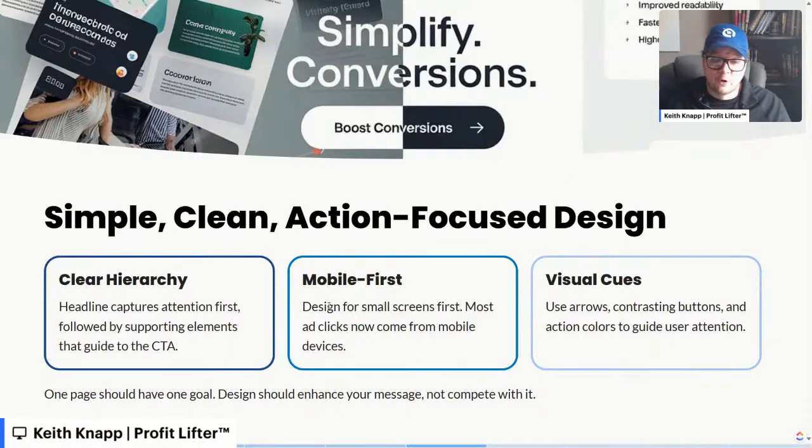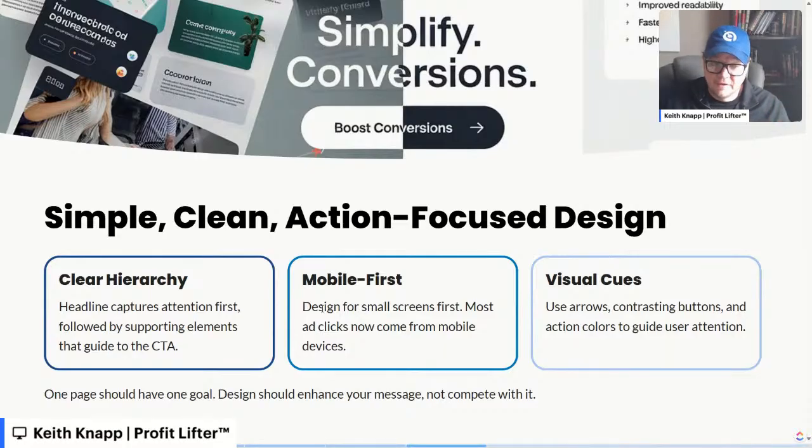Next, mobile first design. Design for small screens first. Most ad clicks now come from mobile devices. It's actually 65 to 70% of all conversions that happen on a mobile device. Mobile first is the way that you should be building and optimizing to keep things clean. And not only that, when you take a mobile first approach, it demands simplicity. It demands ease of use.